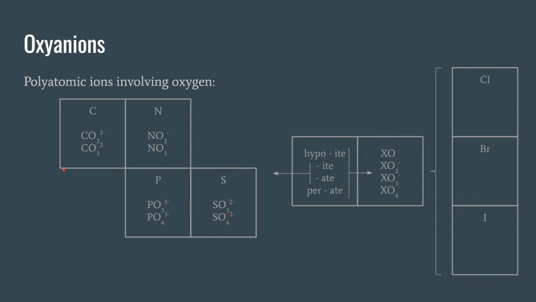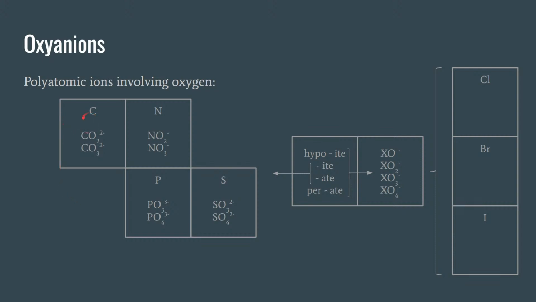They all have different charges. For carbon, the oxyanions have a 2 minus charge. Nitrogen is a 1 minus charge. For phosphorus, it's 3 minus. For sulfur, it's 2 minus. So there's the first trend.